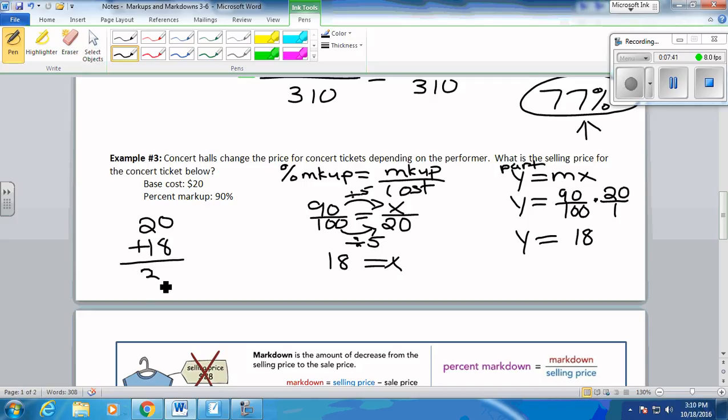Now, the base cost was 20, but then the amount of markup was 18, so I have to add those two together to get $38. Again, this is the base cost. The 18 is the markup, and then that will get me the selling price. I hope I haven't confused you too much.